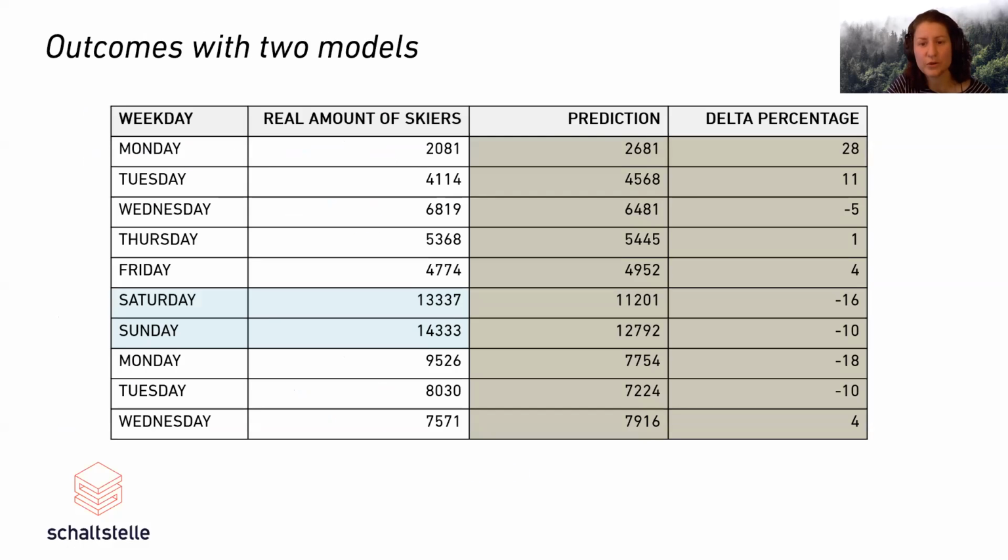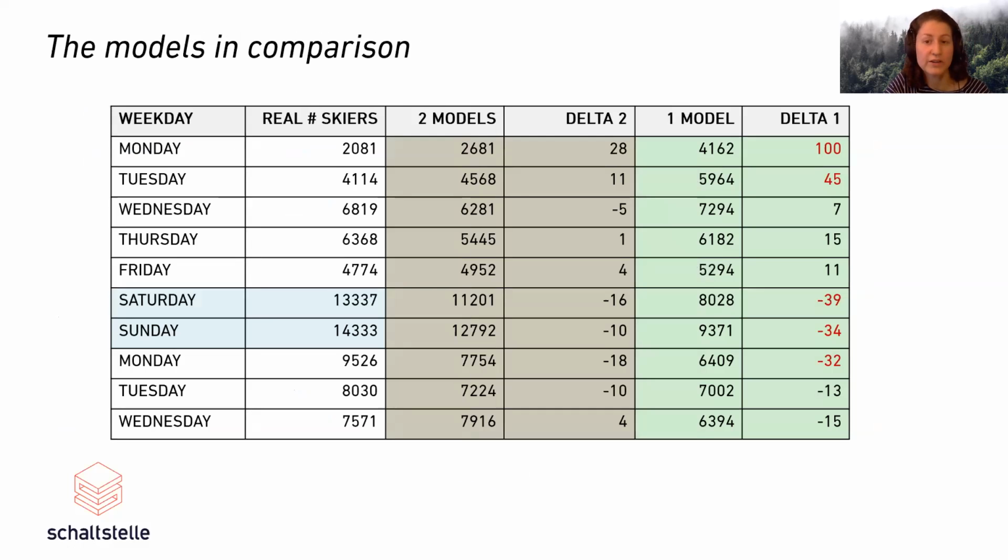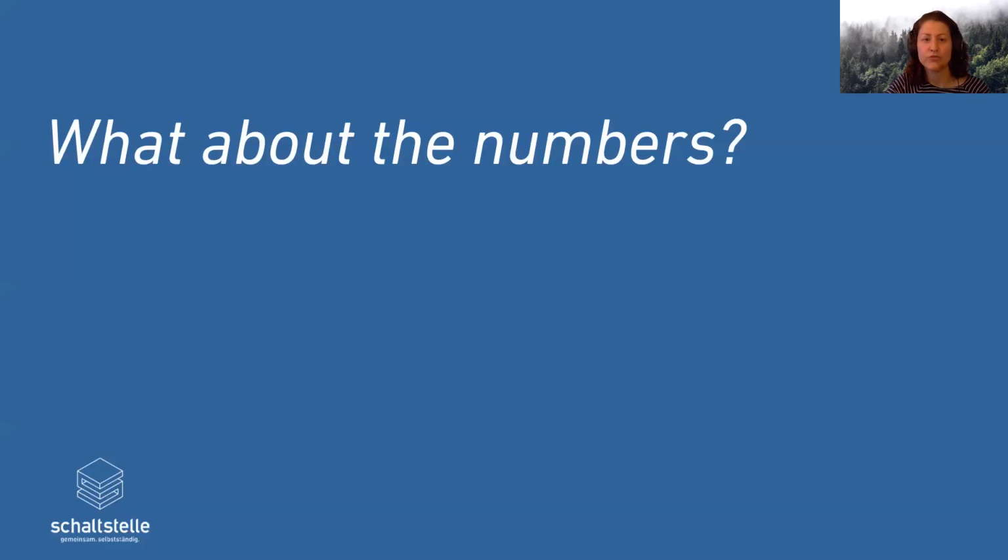And with the two models, we never had a deviation in a delta percentage that was larger than 30%, as you can see here. There are no more red numbers, which means all the percentages are under the 30% mark. The differences in the predictions really improved with the two models. When we compare the two predictions, we see that the numbers improved dramatically from the first approach to the second one. Now, of course, you can calculate those numbers yourself, but is there another way to do this?